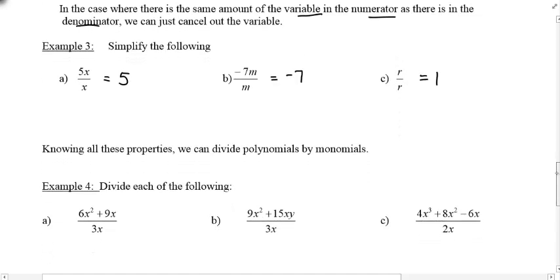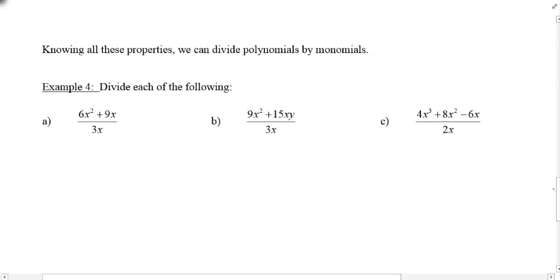So, knowing these properties, now, combining them together, let's try to divide by a monomial. I'll show you the first few. I'm going to ask you to try the rest on your own. So, example number 4, part A here, we're going to ask you to divide. And our first step is to just split this up and divide each term in the numerator by each term in the denominator.